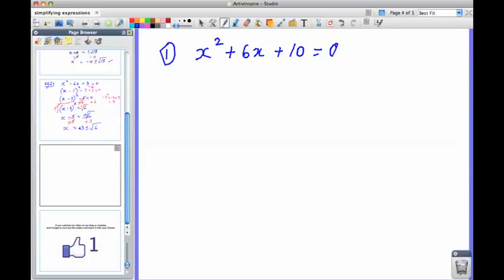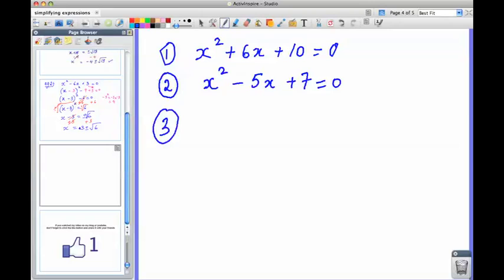The next one I want you to do is x squared minus 5x plus 7 is equal to 0. Let me give you a third one. Try x squared minus 7x plus 3 equal to 0.